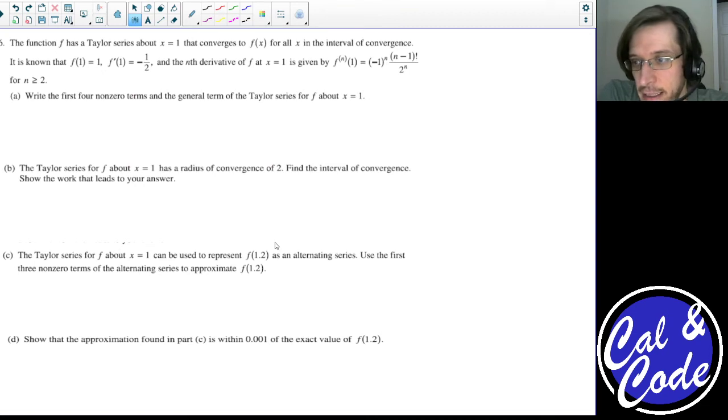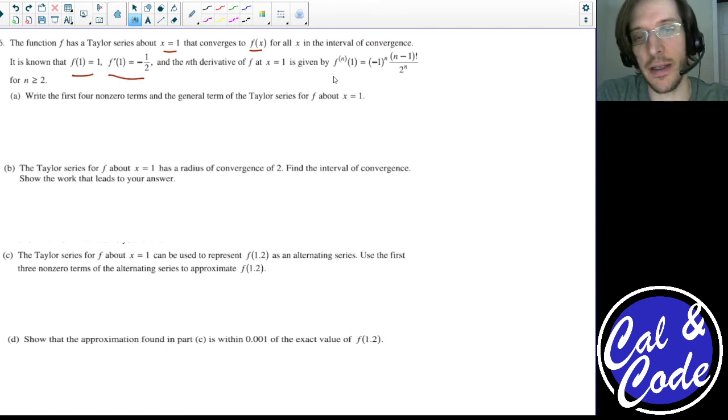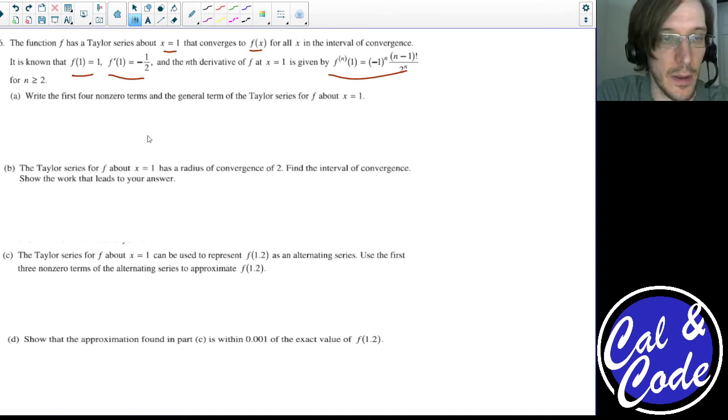Problem 6 is a question about series. The series information is limited on this exam, but it's still worth going through so that you can make sure you're familiar with it. They've given me a Taylor series about 1 that is going to converge to some function f of x for all x in its interval of convergence. They tell me what f of 1 is, they tell me what f prime of 1 is, and then they give me a formula for finding the other derivatives at 1. They want me to write the first 4 non-zero terms.